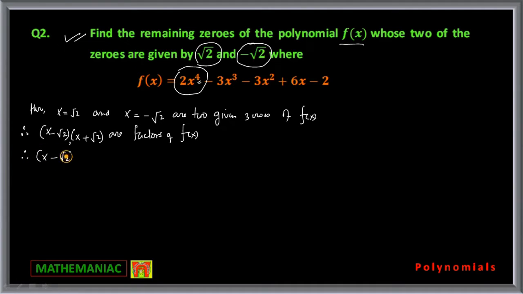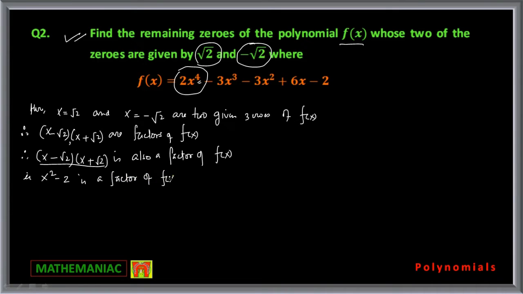If they are factors of f(x), then very easily you can say that the product is also a factor of f(x). Is it clear to you till here? I do hope that it is very clear to you. Now if you observe, this is a formula, (a minus b) into (a plus b), that will give you x squared minus 2, which is a factor of f(x).